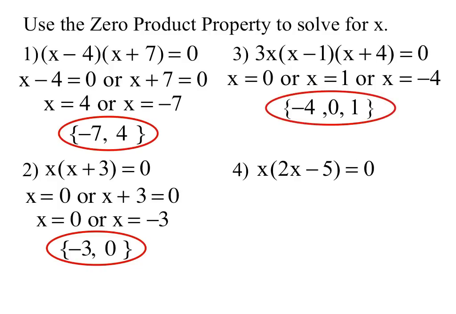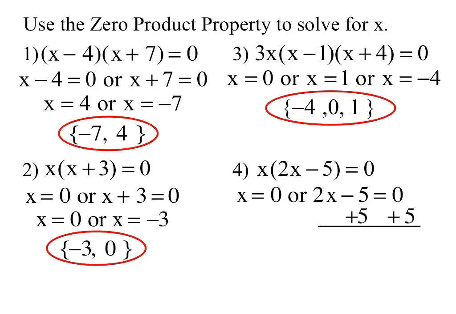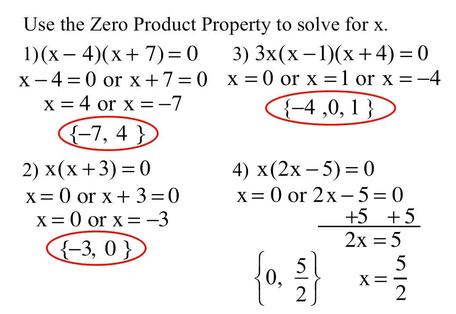And remember, 2x minus 5 is equal to 0. Now this is one where you have to do the inverse operations because it's a two-step equation. I don't have to do anything for x equals 0, but for 2x minus 5 equals 0, we have to do our inverse operations. So add 5 to both sides. We end up with 2x equals 5. Divide both sides by 2, and we end up with x equals 5/2.